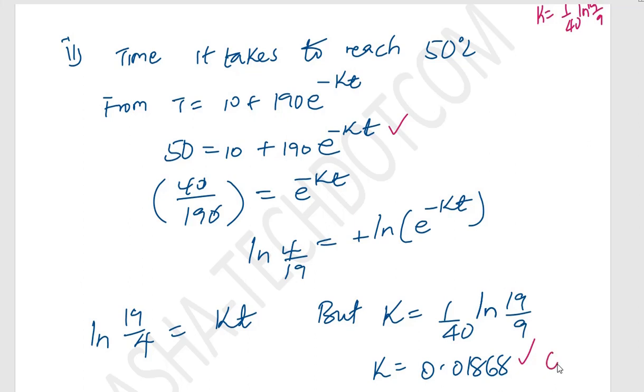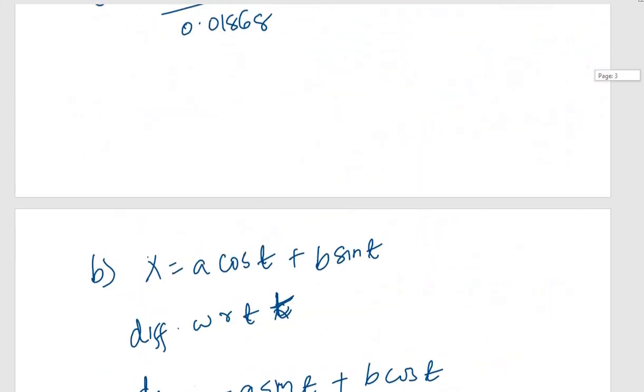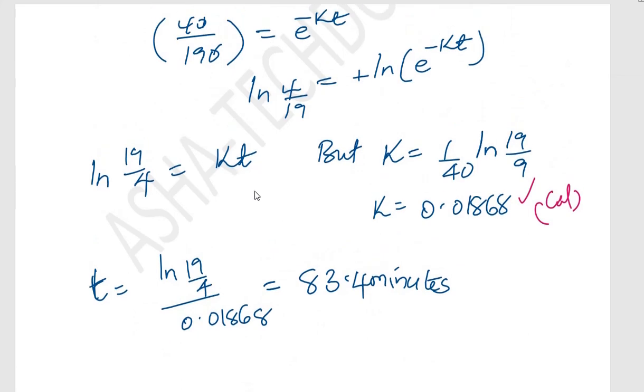0.01868 from the calculator. Then we can substitute it in above for us to find the time t. So when we substitute our value in our expression here, it will be t equal to natural logarithm of 19 out of 4 divided by 0.01868, which gives you 83.4 minutes.